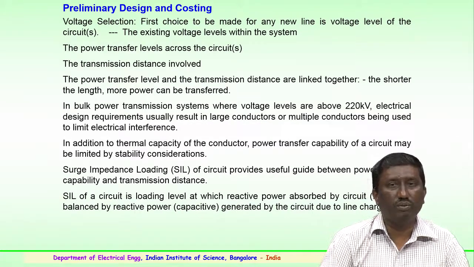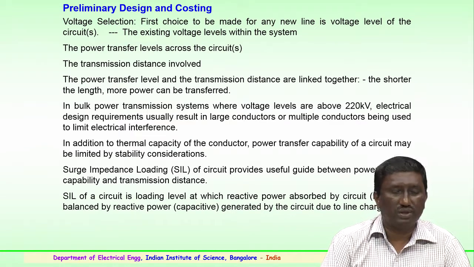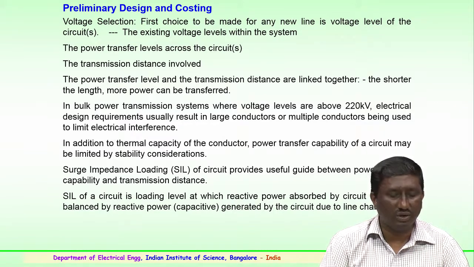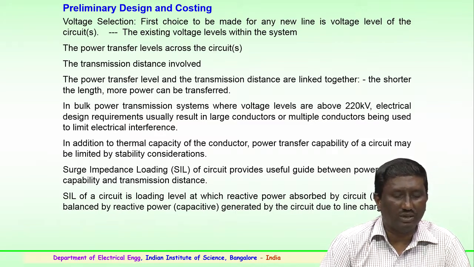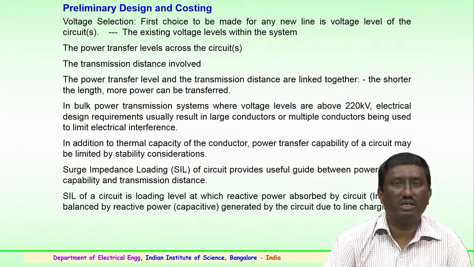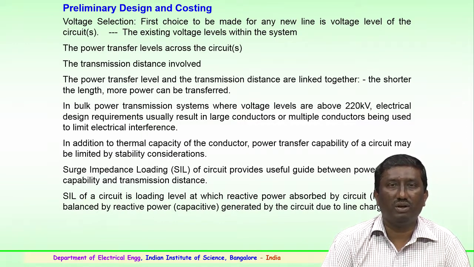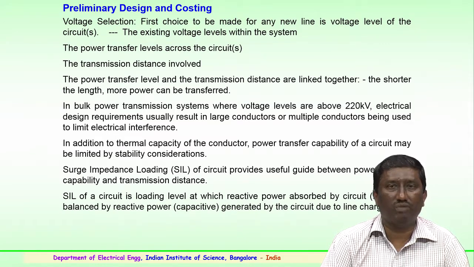Now, how is the preliminary design and the costing evaluation for the substation generally considered, or how is it estimated? So, we will have a very quick look at the preliminary design aspects. The first is the voltage selection. The first choice is to be made in case of any new line for the voltage level of that circuit, or the existing voltage levels within the system have to be modified.